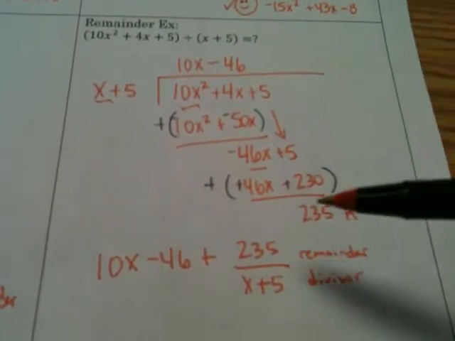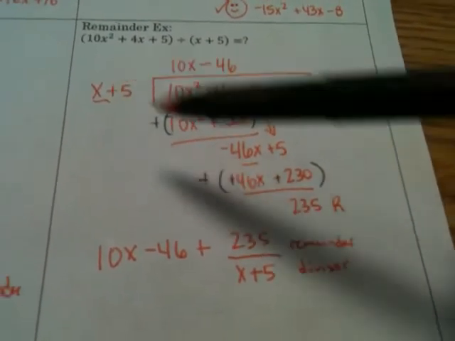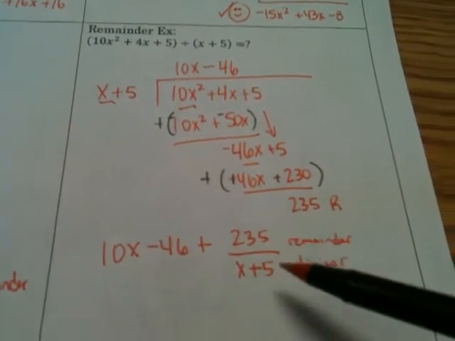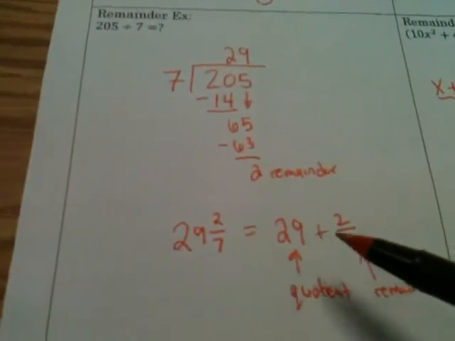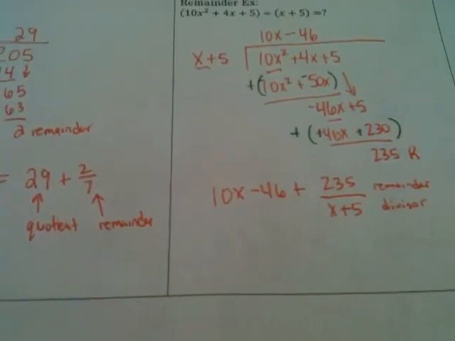Okay, same process. When you get a remainder, you just take the remainder and put it over the divisor to make a fraction. So this is the whole part and this is the fraction part, just as we had over here where we had the whole part and the fraction part.